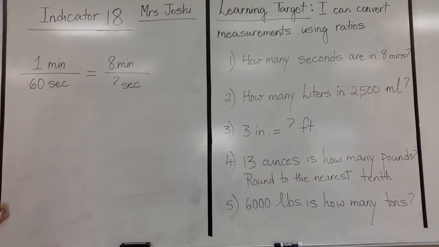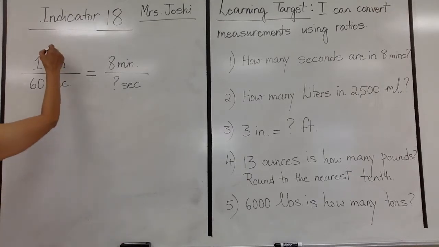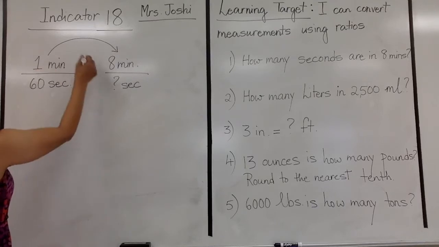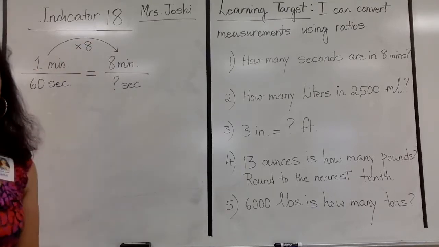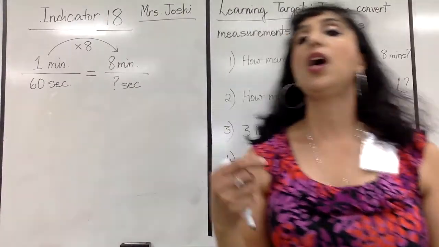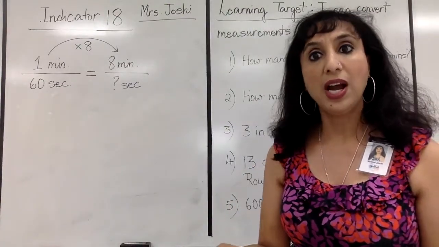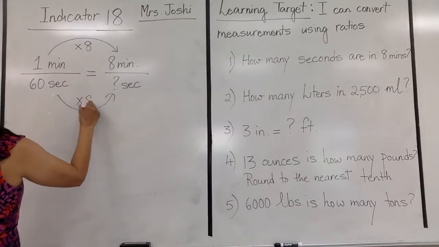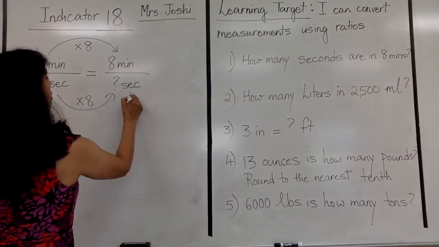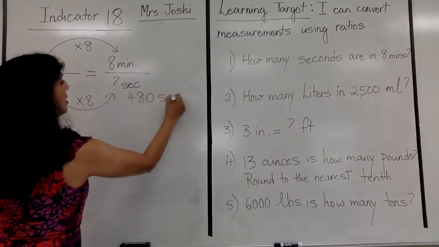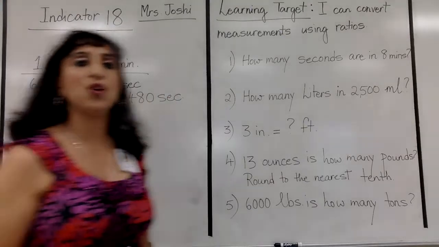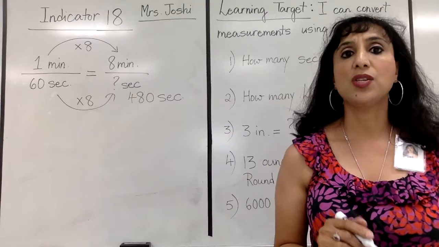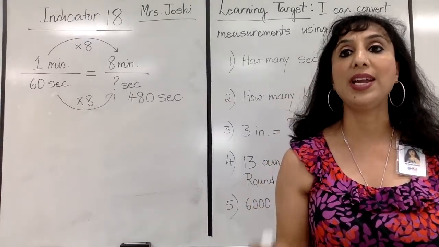All right, now this one is pretty clear cut. The first way to do it, if there's a clear-cut solution, is like if I look at this one, I know that 1 times 8 gave me 8. Okay, so whatever I do to the numerator, I do the same thing to the denominator. So I will do 60 times 8 and I will get 480 seconds. So this gives me a clear-cut answer as to how to solve this. Okay, so in 8 minutes, I will have 480 seconds.